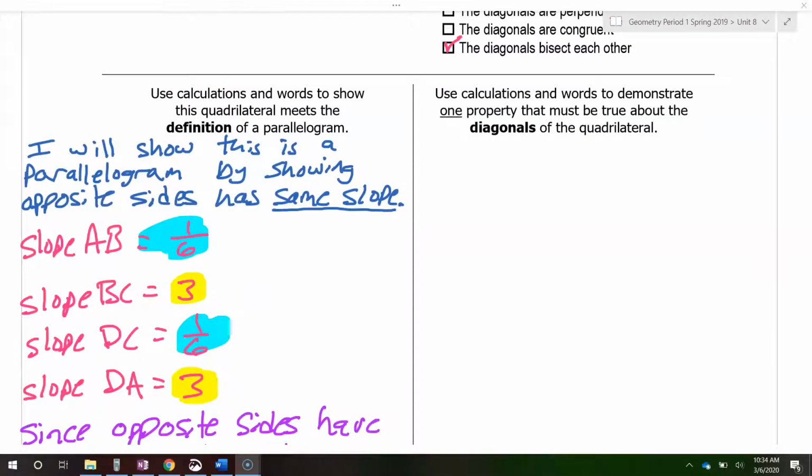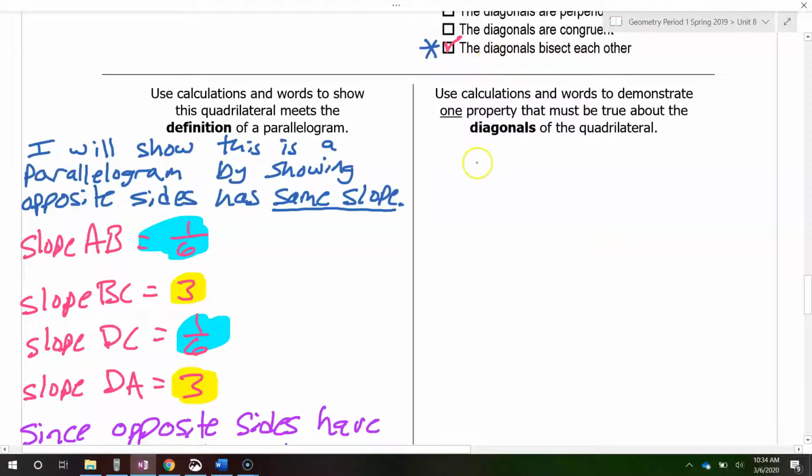Next, we need to use calculations and words to demonstrate one property that must be true about the diagonals of a quadrilateral. And as soon as I see use calculations and words, I know I'm going to need an introduction, a main body, and a conclusion. Well, we only had one property of the diagonals of a parallelogram, and that is that the diagonals bisect each other. So this is what we're about to prove.